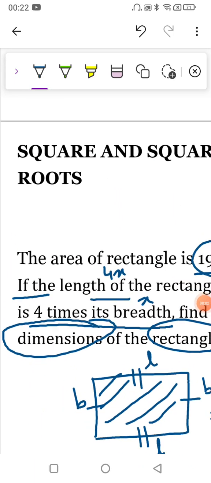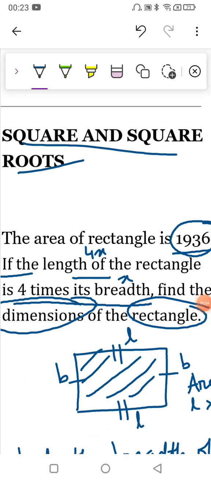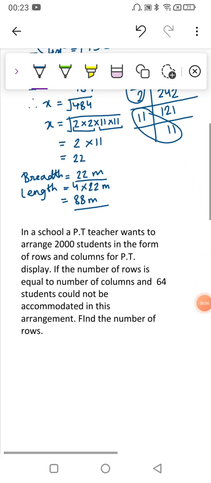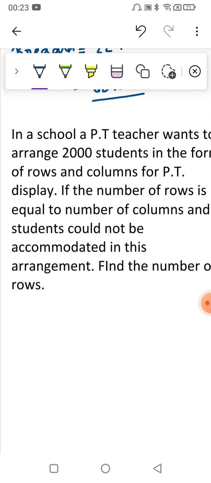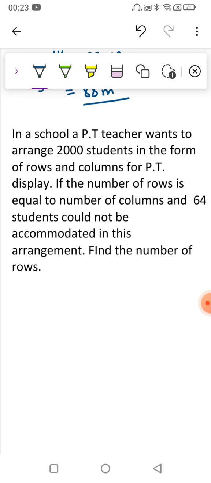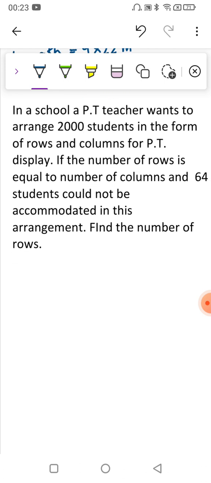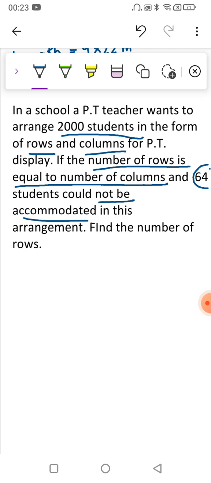Today's topic is square and square root, where we're going to discuss some more problems on it. See, we've got the question. In a school, a PT teacher wants to arrange 2000 students in the form of rows and columns for PT display. If the number of rows is equal to the number of columns and 64 students could not be accommodated in this arrangement, find the number of rows.